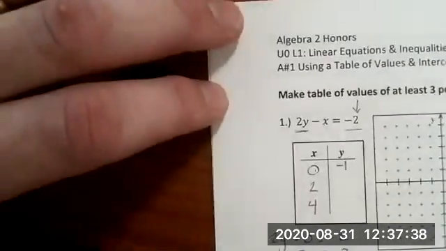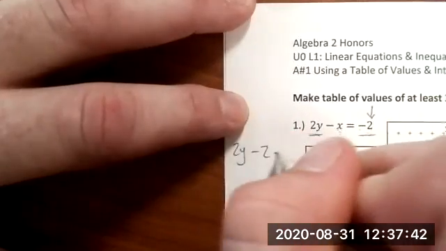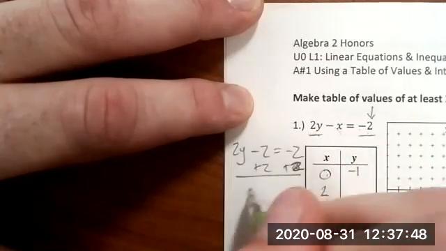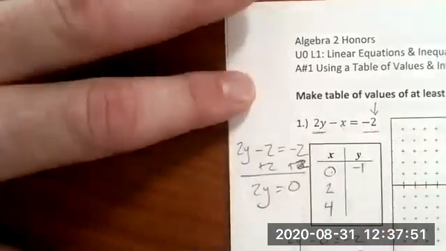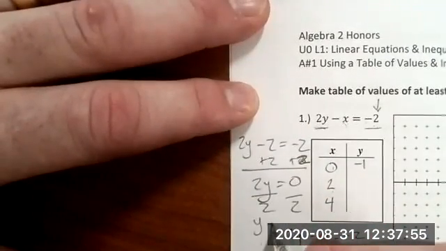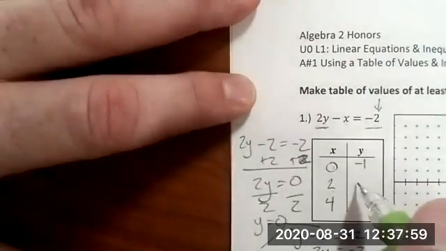I should have been more organized here. So now I'm going to plug in 2 for x. 2y minus 2 equals negative 2. Add 2 to both sides, and 2y is equal to 0. Divide both sides by 2, and y is also equal to 0, which means we have our second ordered pair, 2, 0.